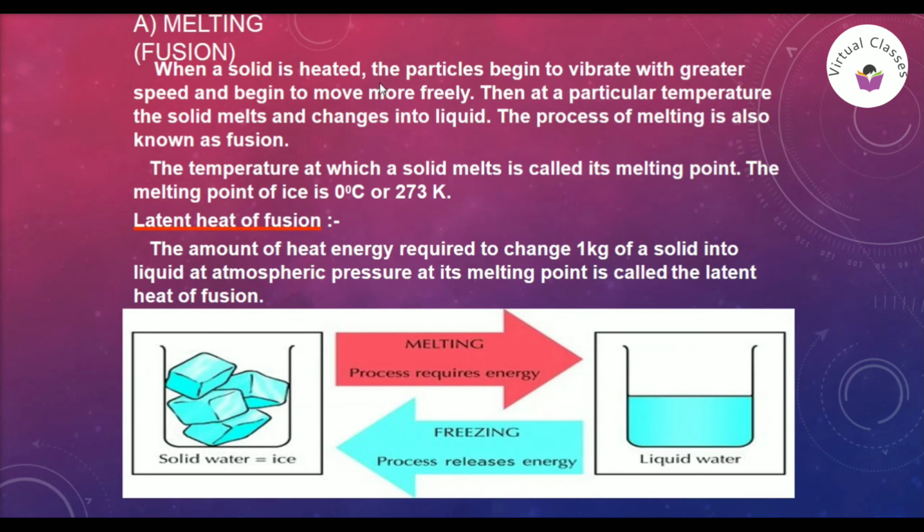First is melting or fusion. When a solid is heated, the particles begin to vibrate with greater speed and begin to move more freely. Then, at a particular temperature, the solid melts and changes into liquid. The process of melting is also known as fusion. The temperature at which a solid melts is called its melting point. The melting point of ice is 0 degrees Celsius or 273 Kelvin. Latent heat of fusion: the amount of heat energy required to change 1 kg of a solid into liquid at atmospheric pressure at its melting point is called latent heat of fusion.